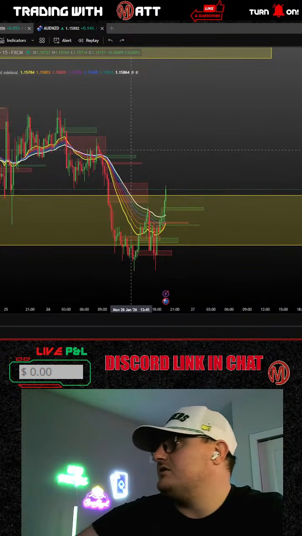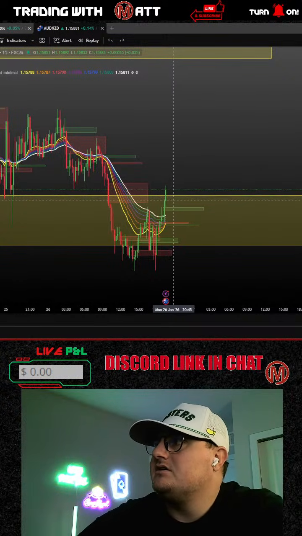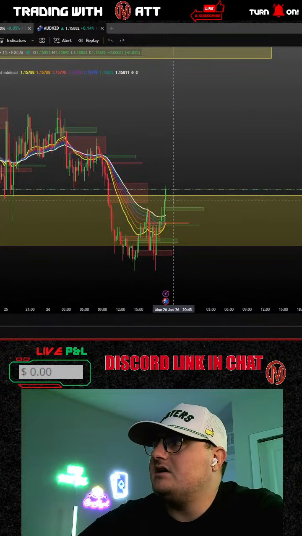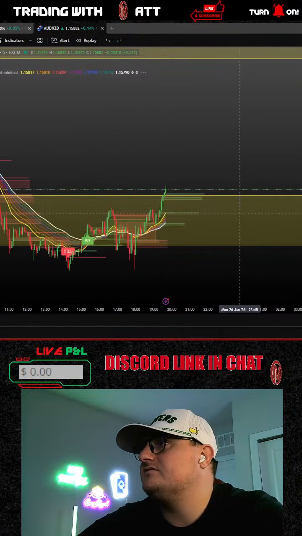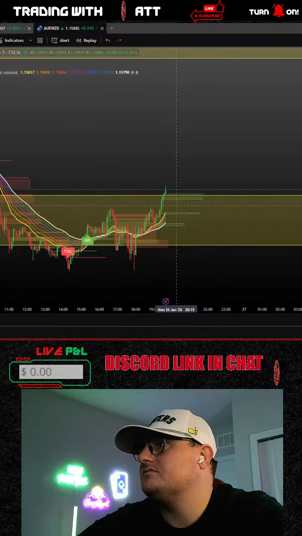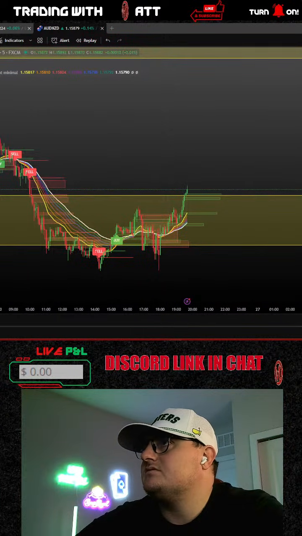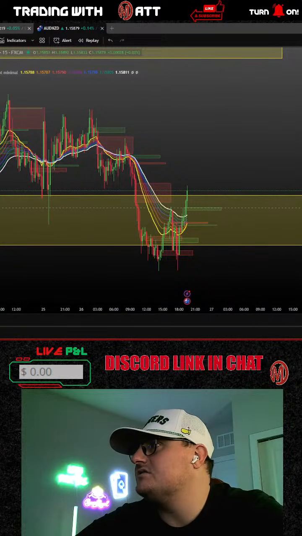We may be able to get in one here on this 15-minute candle if we can get a little bit of a retracement here back down. Maybe a rejection off this. Maybe even on the 5. It just looks like it might have possibly made its move already. We'll see though.